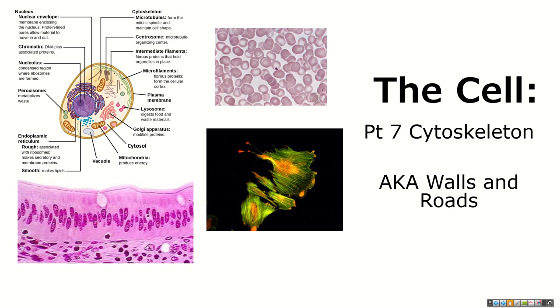Now we're going to move away from the organelles and talk about some of the other inclusions in the cell. In this part, we're going to talk about the cytoskeleton. Cyto means cell and skeleton means skeleton. It's the thing that gives the cell shape. It also provides a system of pathways for moving things around inside the cell.